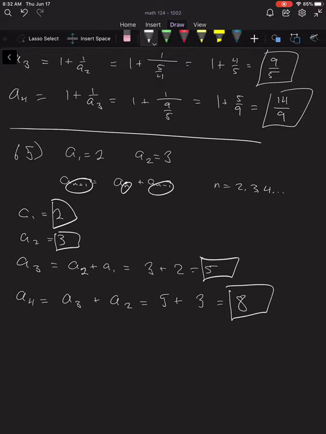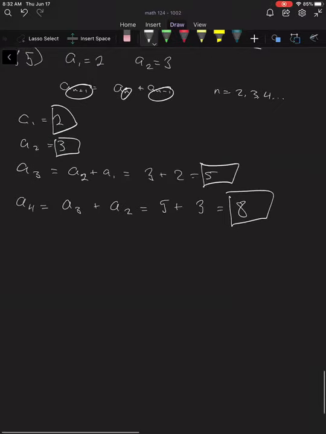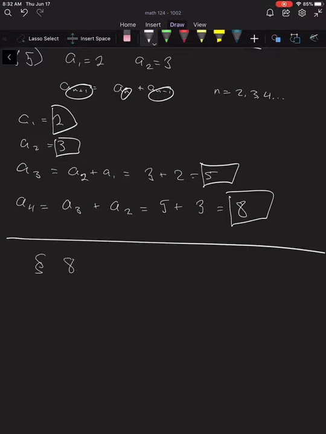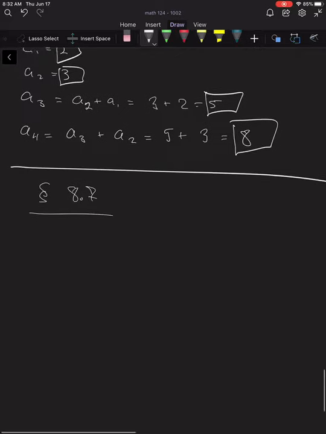That's good for this section. So let's move on to section 8.7. We're going to do 2 things in this section. One thing is the binomial theorem, and the other thing is Pascal's triangle. And the whole goal is, we want to do something like this.